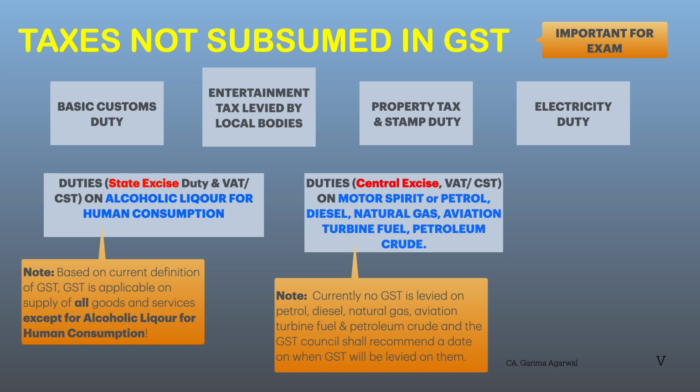Whilst these 5 petroleum products like motor spirit, diesel, natural gas, aviation turbine fuel, petroleum crude, previously the duties were always levied by the central government. So it was always central excise duty, and it was not coming under the purview of state governments, which is currently also the case. And whilst these 5 fuels do come under the purview of GST, till now, any GST rate has not yet been recommended on them.